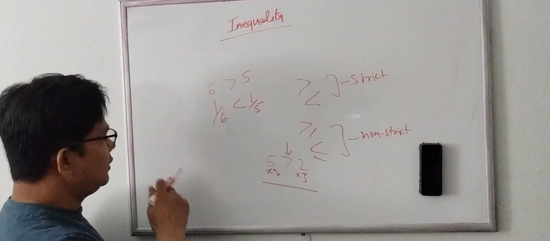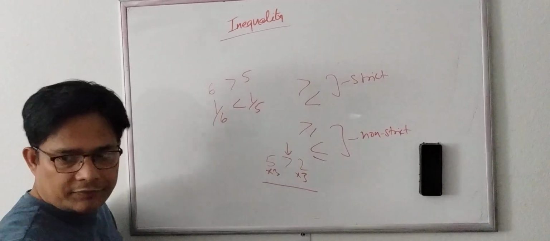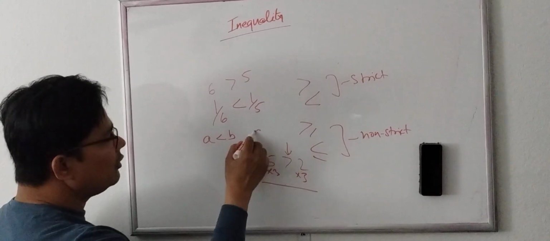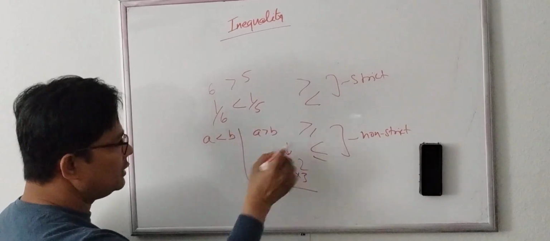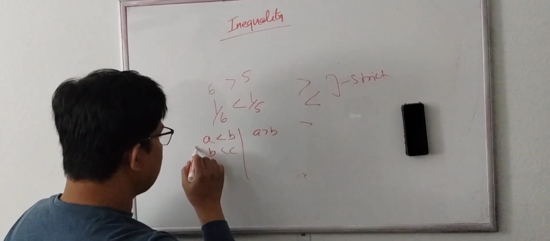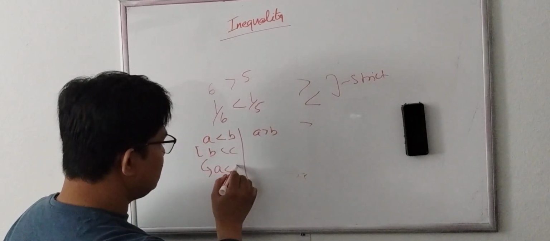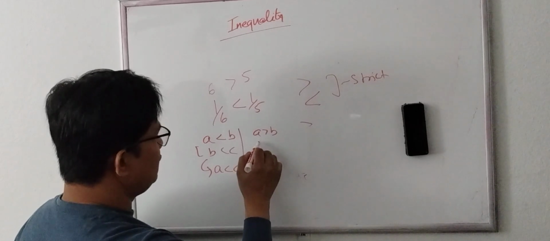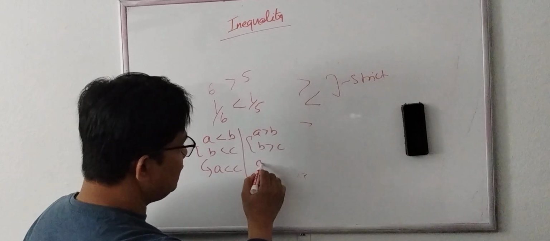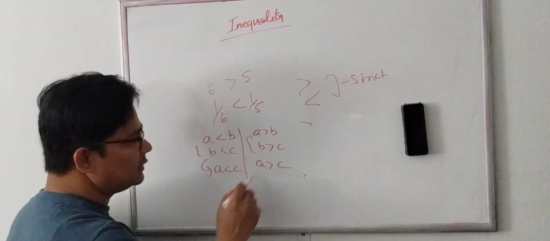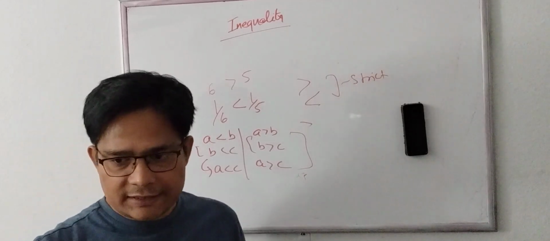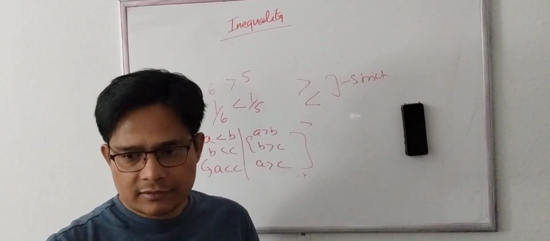And for the transitivity, we just discussed, if you have a true relationship, A less than B and B less than C, in that case you can say that A is also less than C. And if A greater than B and B greater than C, you can say that A is greater than C. So this is transitivity. Okay. So you got the basic idea about inequality. Got it?